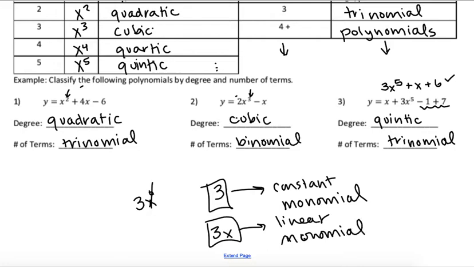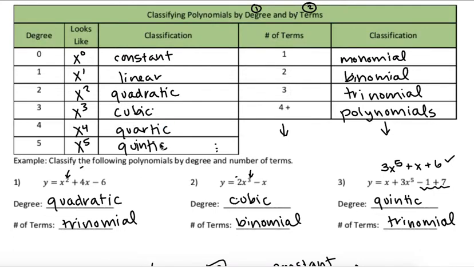So kind of keep that in mind, that they're not linked horizontally. These are like two different things where you can have the same last name as somebody else, like a trinomial and a trinomial, with different first names, like the degree, quadratic or quintic.